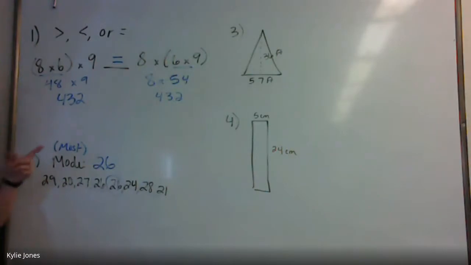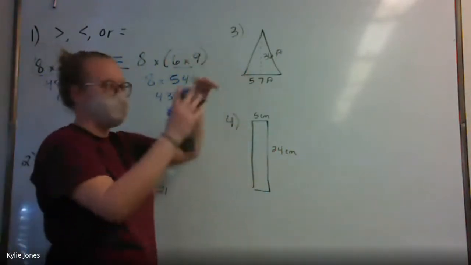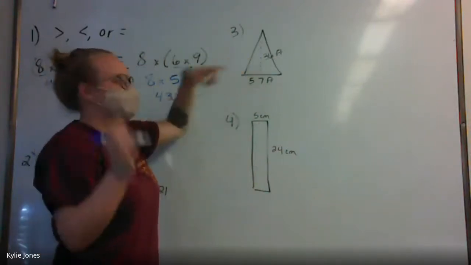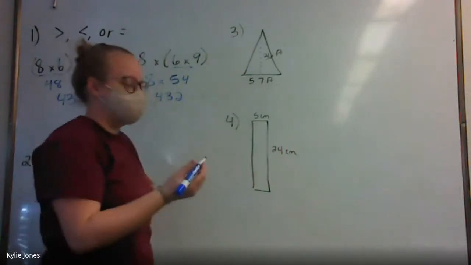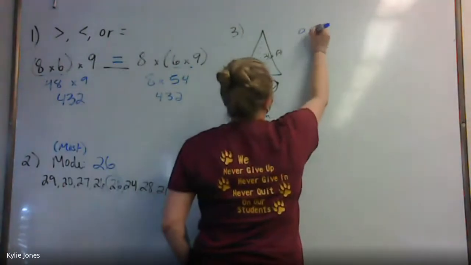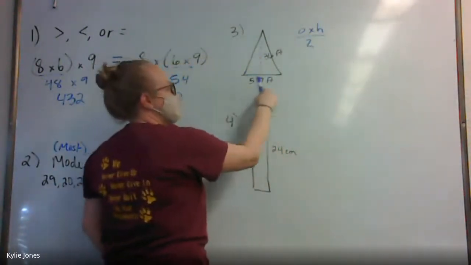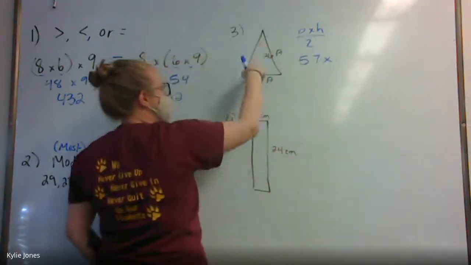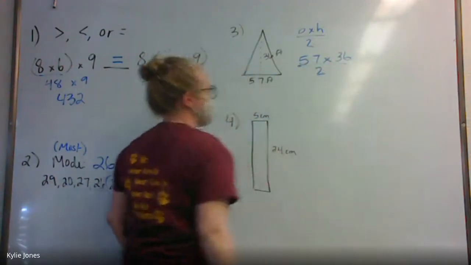The next one. I told you that you had a big piece of wood as a triangle. 57 feet as the base, 36 feet is the height. What's the formula to find the area of a triangle? Base times height divided by 2. Good. So our base is 57 times our height, which is 36. And then when we're done with that, divide by 2.